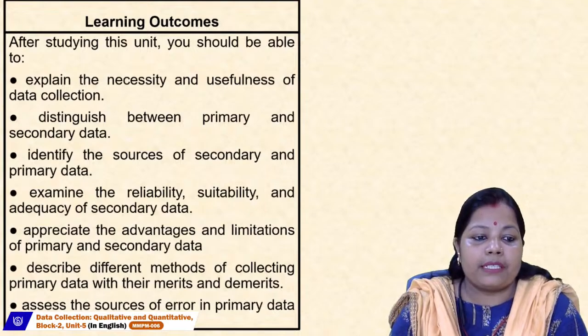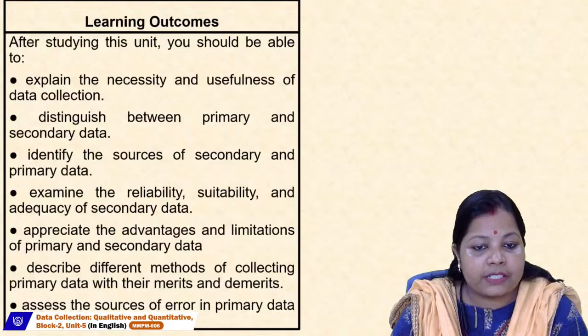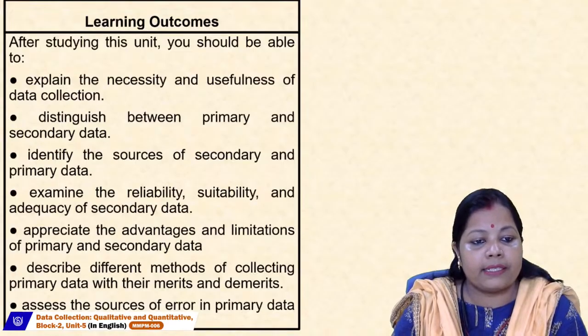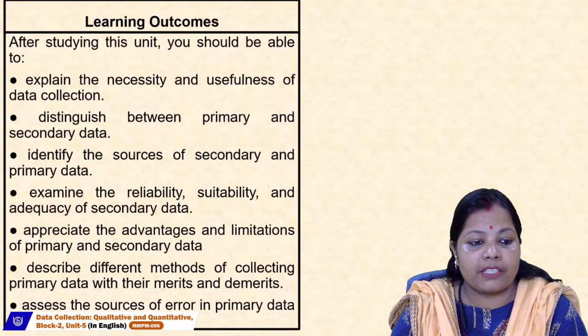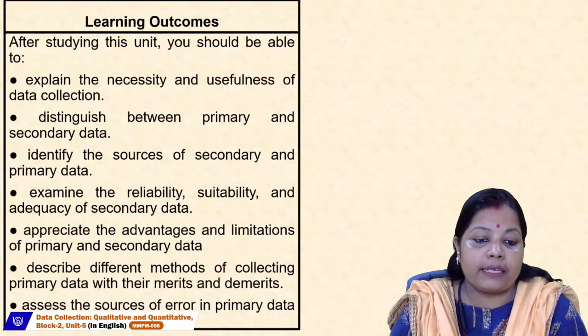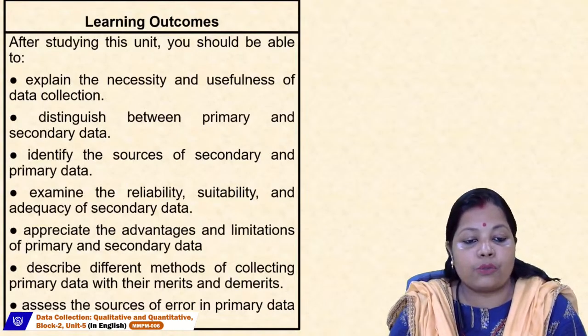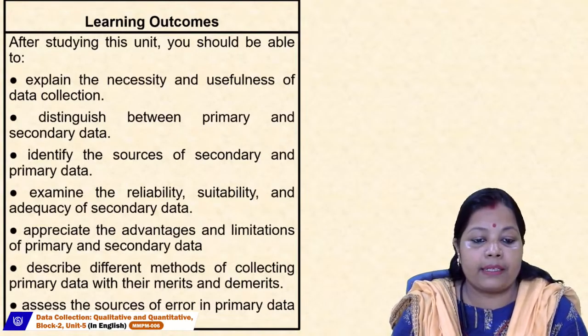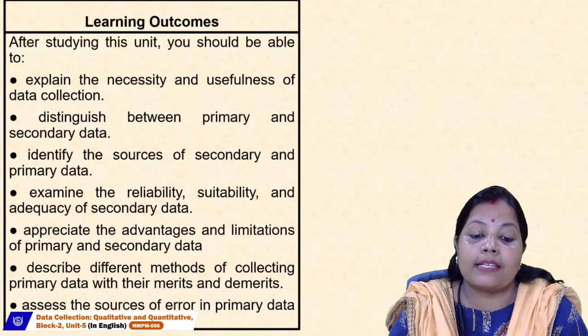Then, after finishing that, we can assess the advantages and limitations of both primary and secondary data, and describe different methods of collecting primary data with their merits and demerits. After that, we can assess the sources of error in primary data collection, as it is conducted by a human being, so there is a chance of error.